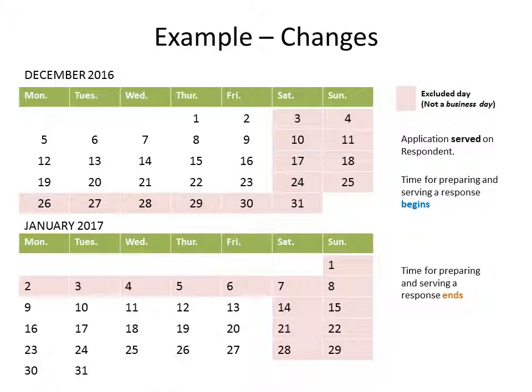If we now look at the same example, but with the change to Section 27(1) of the CCA in operation, the respondent will have 10 business days from being served with the application on the 16th of December 2016 in which to then prepare and serve their response. The 10 business days will commence on the 19th of December, which is the next business day after the 16th of December, and will now end on the 13th of January 2017.